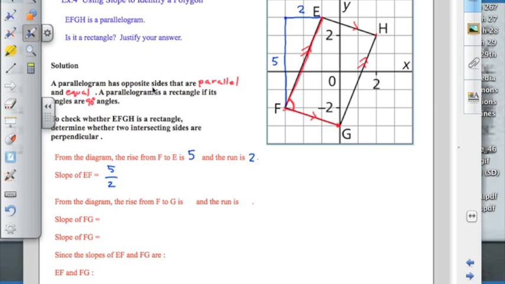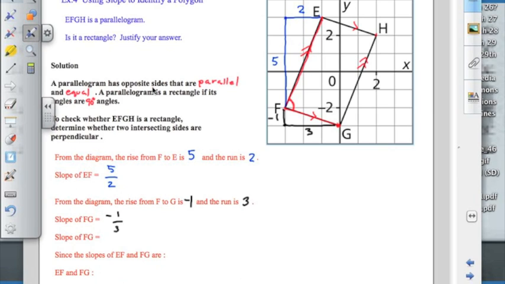Then if I come down here and look at the line FG, I'm going to have to find out what the rise, or in this case, the drop from F to G is. So we go from there to there, and that gives us a drop of -1. And then we figure out what the run is, and that's 3. So from the diagram, the rise from F to G is -1, and the run is 3, and that gives us a slope of -1/3.